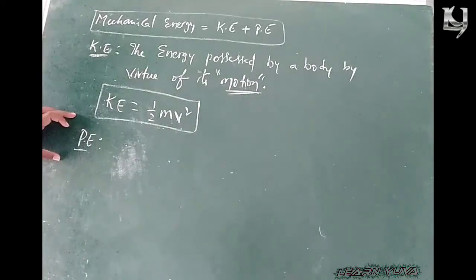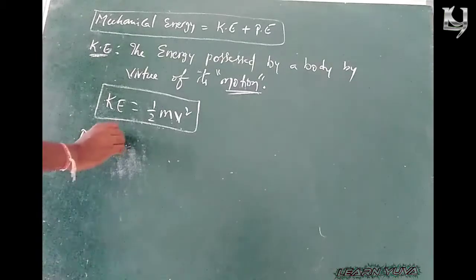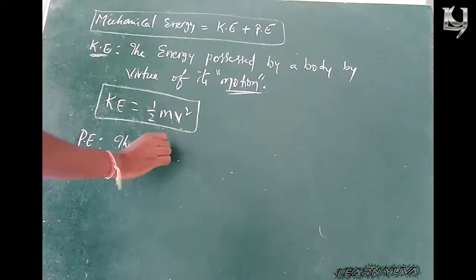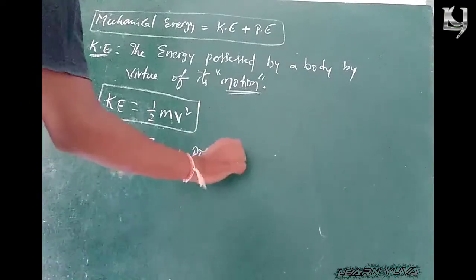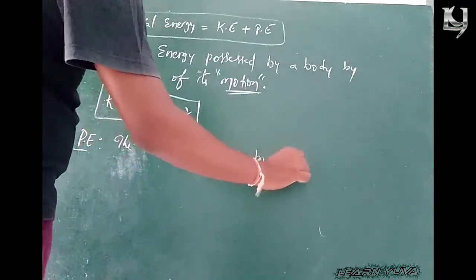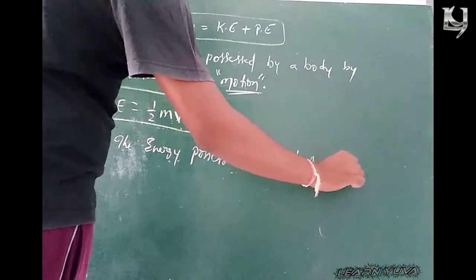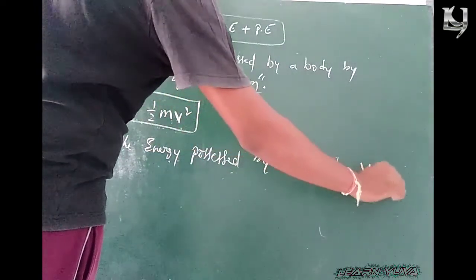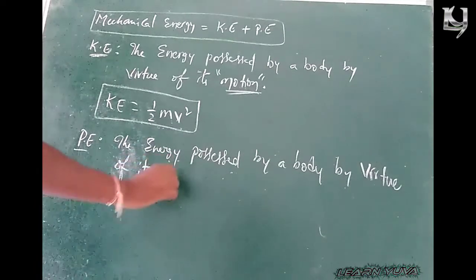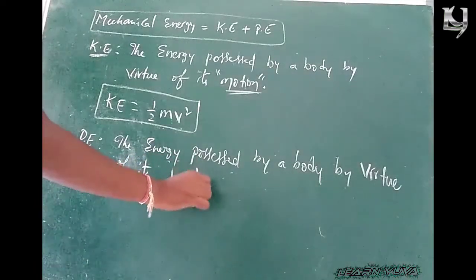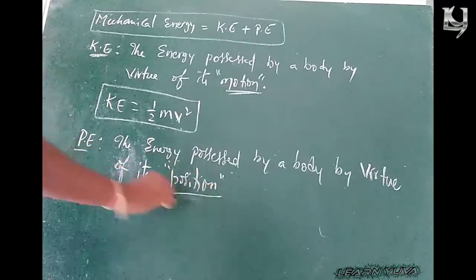Potential energy. This potential energy can be defined as the energy possessed by a body by virtue of its position. Here the important rememberable word is position.